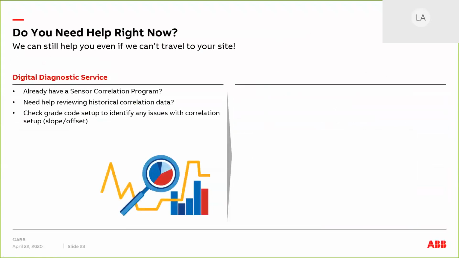If you are doing correlation, you want us to take a look at the data, do some data analysis, and make some recommendations for you. You want us to check the grade code setup to see if we see any issues with your correlation setup. We have a team of specialists. That's their expertise. They can just look at the slope and offset for a particular sensor and tell you if you have a problem. So this is one digital diagnostic service that we can help you with.